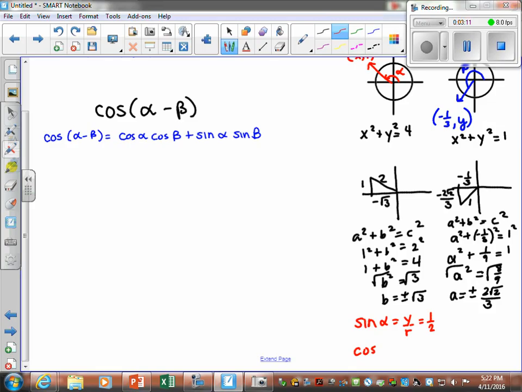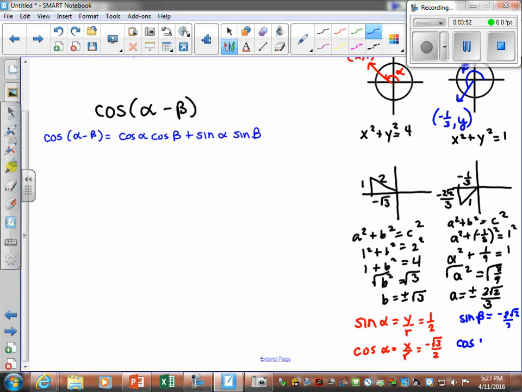What about the cosine of alpha? It's your x over your r value, which this is our x and this is our r. So negative square root of 3 over 2. Alright, let's go ahead and do the same thing for beta, but let me do it in blue. Sine of beta is going to be, right here, your y value over your r value, so it's just this over 1, which is just negative 2 square root of 2 over 3.